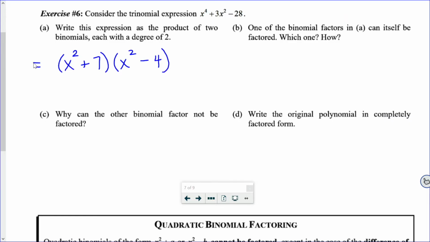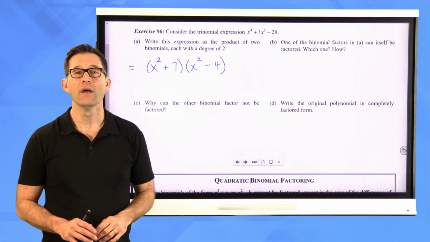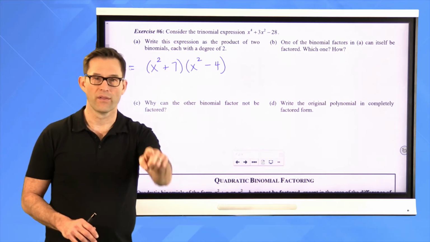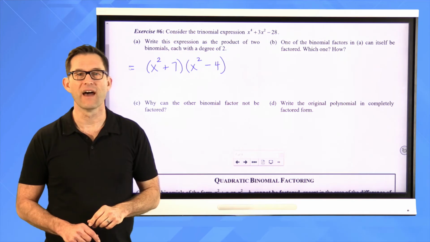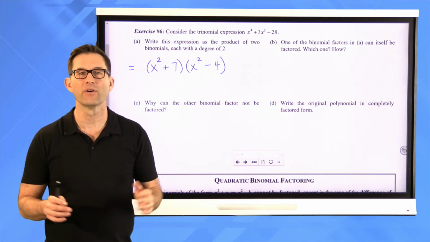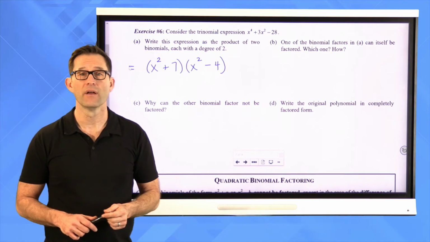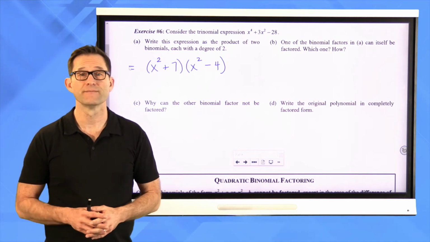Now let's take a look at letter B. One of the binomial factors in A can itself be factored. Which one and how? I claim you should be able to look at these two binomial factors and see that one of them I can break down even more. I can factor it even more. Pause the video now, identify which one you can factor, and then write down how it factors.